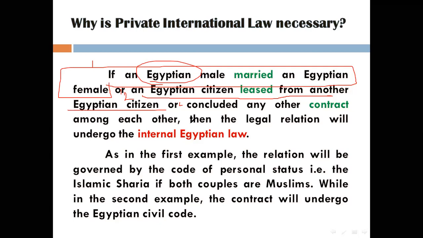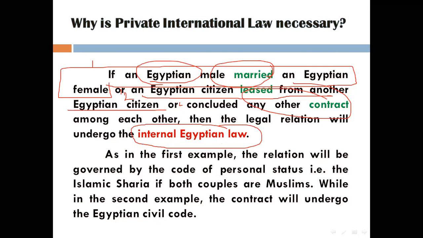Now, the question here: what is the law that this relation, I mean the marriage, or even the contracts, shall undergo? I mean, what is the law that is applicable to each and every single one of these transactions? Well, actually, without hesitation, the law that must apply to these relations and transactions is the internal Egyptian law, whether it is the personal status law or the civil law whatsoever.